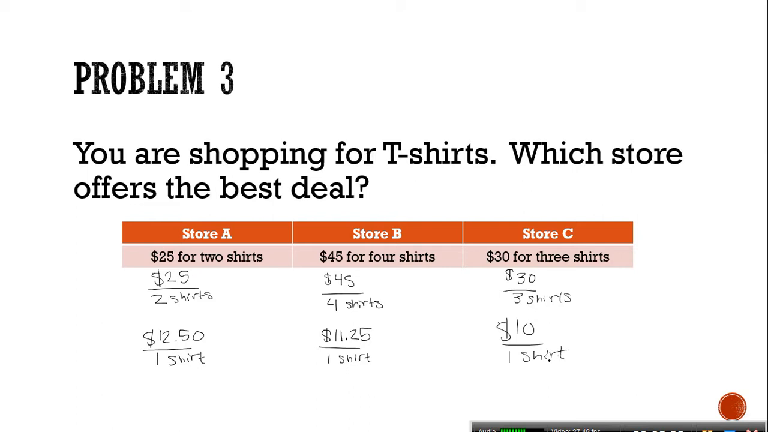So I'm going to look here. Which one would I rather buy? Do I rather buy $12.50 per shirt, $11.25 per shirt, or $10 per shirt? Being that I'm looking for the best deal, I'm going to want to shop at store C because they are the cheapest amount per shirt.